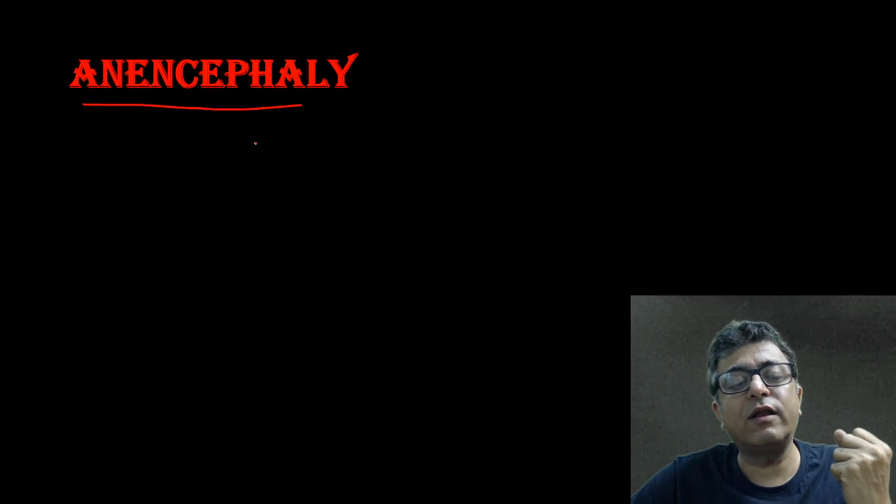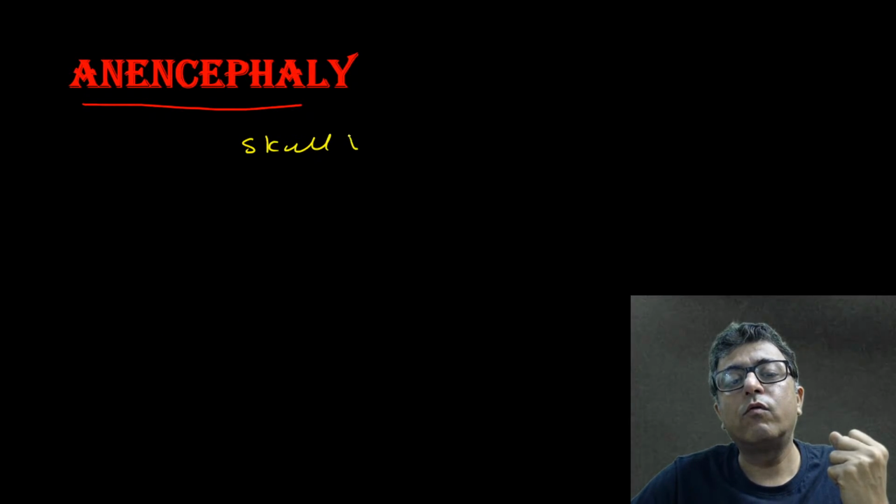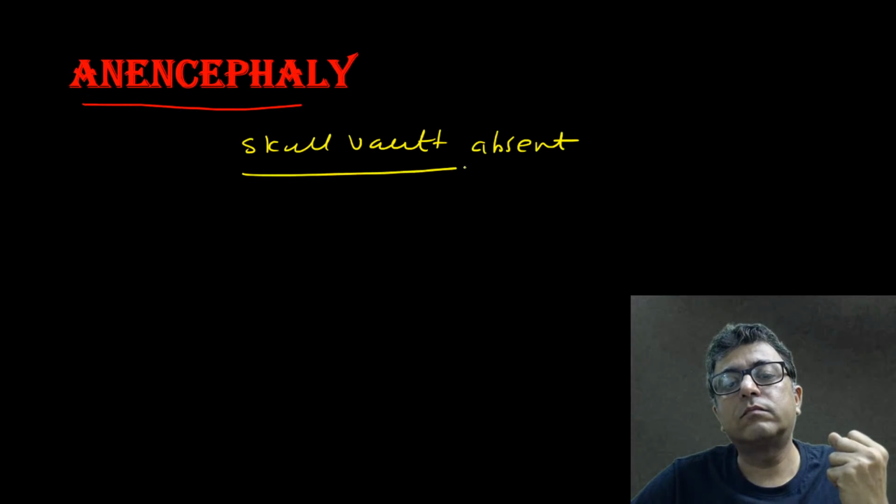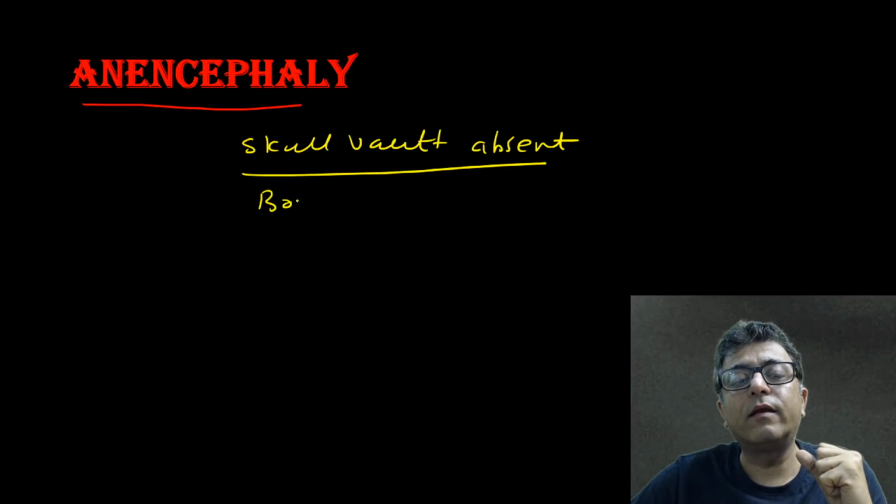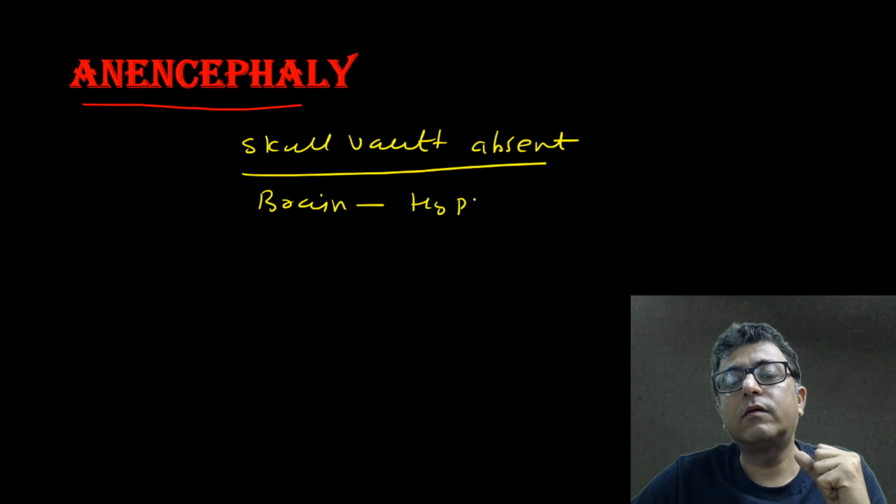Now see, anencephaly, it is also one of the neural tube defects. There are so many types of neural tube defect, at least 30, but the common 3, 4, 5 we need to remember. Spina bifida occulta, meningocele, meningomyelocele, and one of them is anencephaly. What is anencephaly? Anencephaly is when the whole of the skull vault is absent. Brain hypoplastic. Pituitary rudimentary.